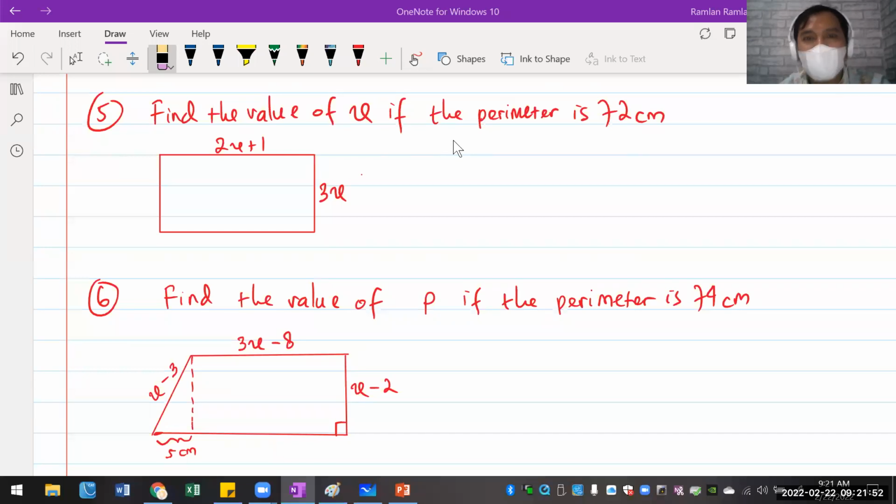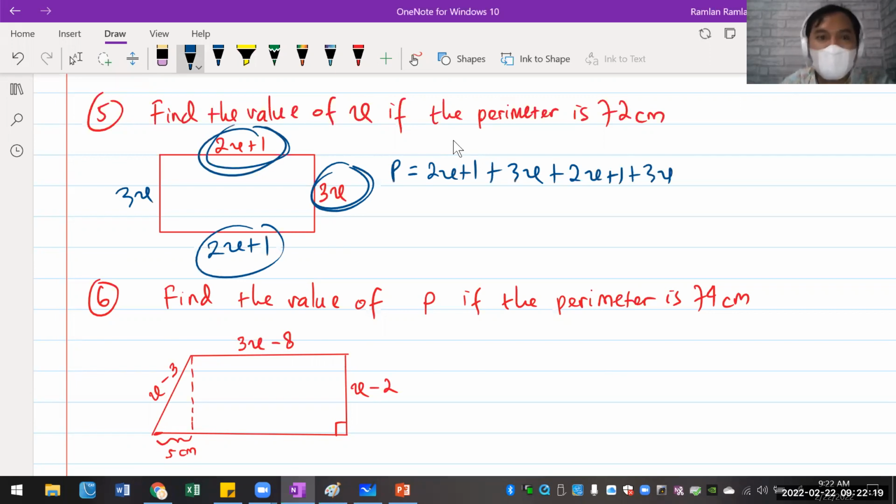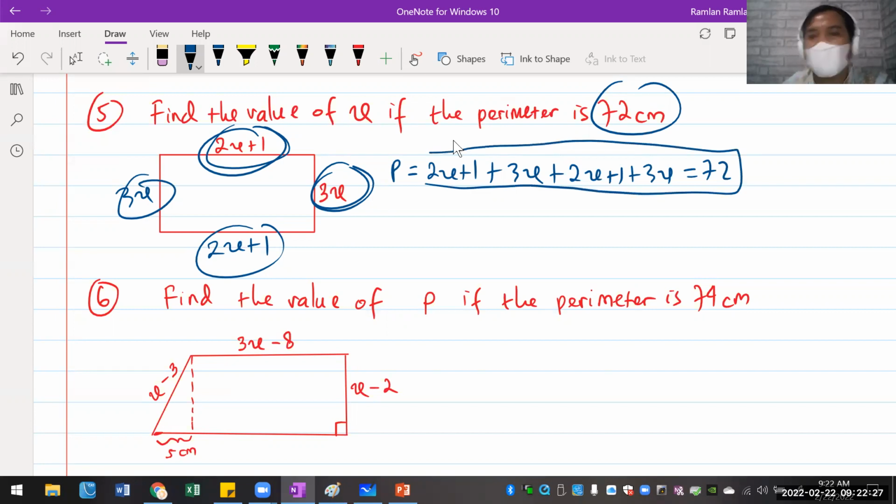Tadi nggak kelihatan ya? Saya ulang. Tadi saya ngomong tapi masih di pause. Sorry, guys. So basically, if this is 3x, this is also 3x, and if this is 2x plus 1, this is also 2x plus 1. So the perimeter will be equal to 2x plus 1, which is this side, plus 3x, plus 2x plus 1, and plus 3x. That will be equal to 72 because we know the perimeter is 72. Then you only need to solve this using algebra.